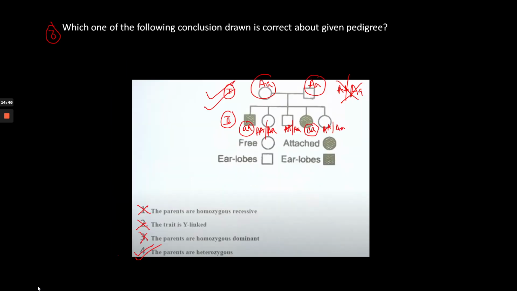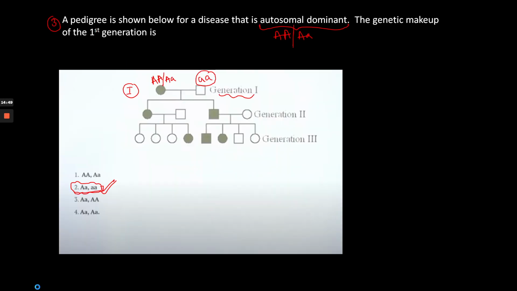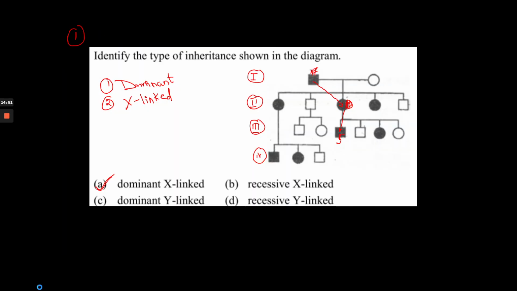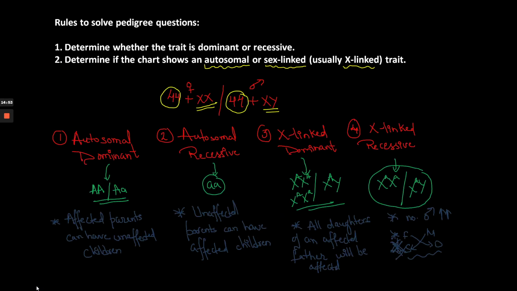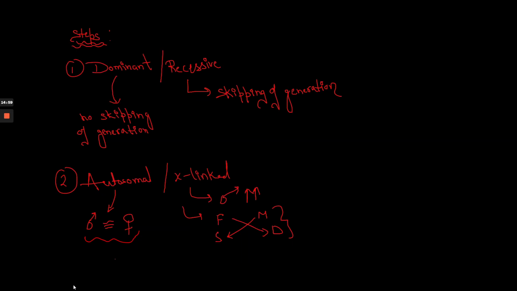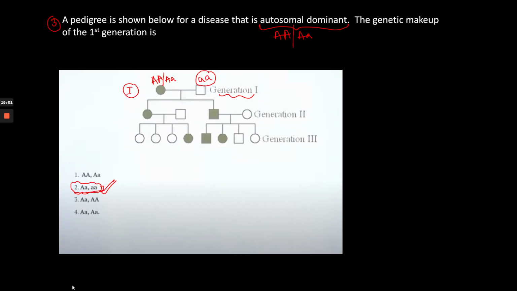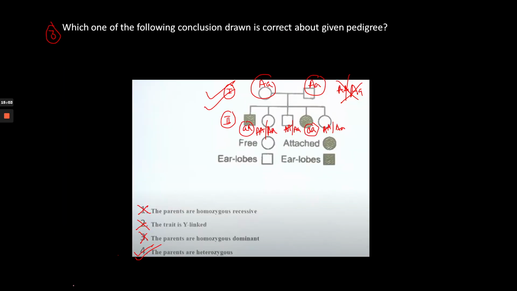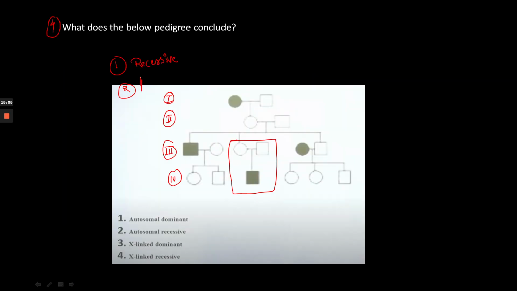If you remember, we have studied this condition, let me show you. Unaffected parents can have affected children in autosomal recessive. So it has to be your autosomal recessive condition. So your correct answer will be option 2, autosomal recessive.